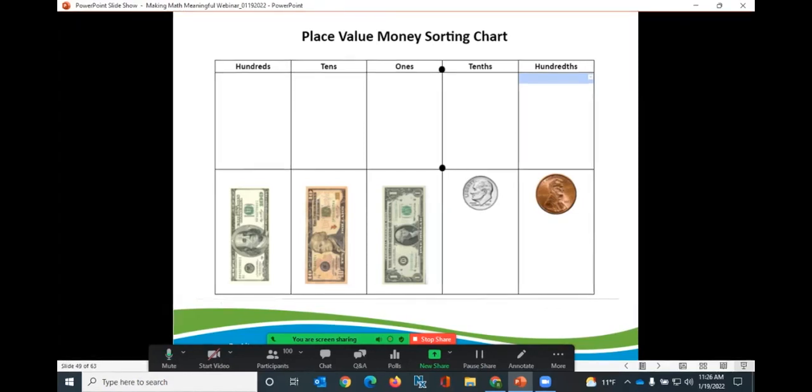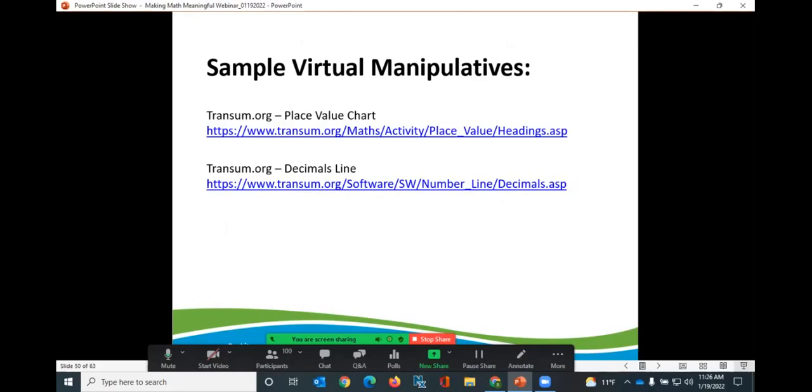Understanding the idea of tenths and hundredths is so much easier if you can sit there and count out your pennies and then trade them into the bank for your dime. So it really helps them to understand the concept of carrying, regrouping, whatever term you use in your math class, so that they could understand where hundredths and tenths came from, as well as building into that. So a couple of sample virtual manipulatives that I used, again, found on transom.org.